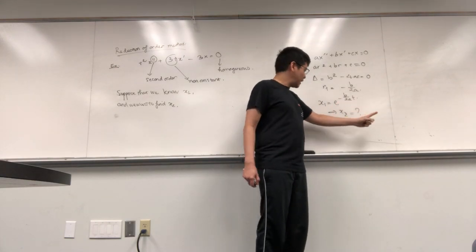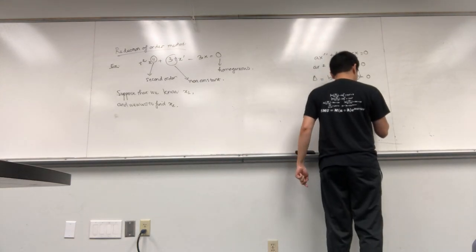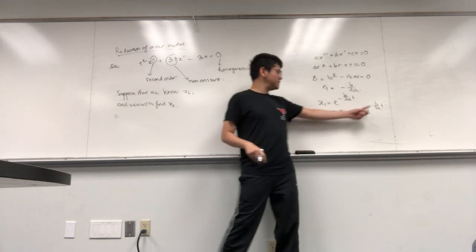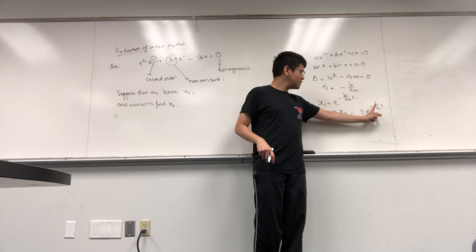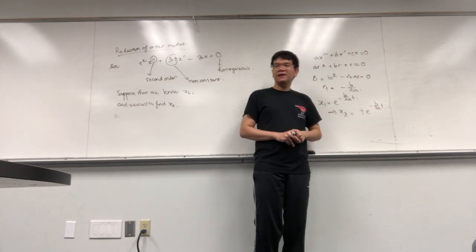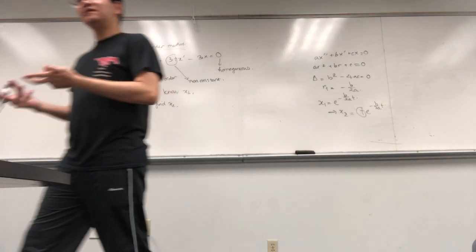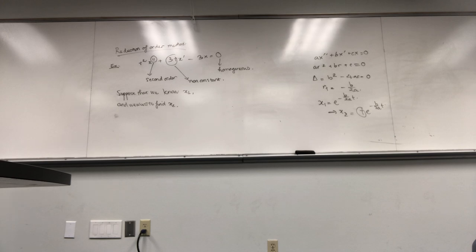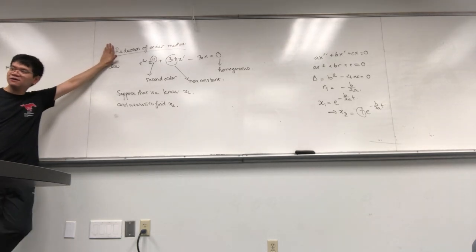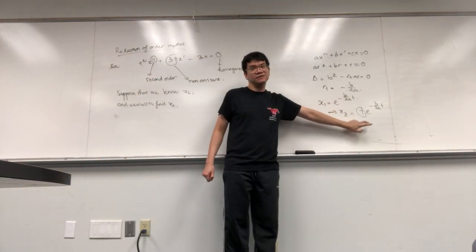And then I told you that x2 is t times e to the power minus b over 2a t, right? But I didn't mention to you how I can find this t. And basically, in order to find it, we need the reduction of order method. All right, so today we're going to learn how we get this t in this case.